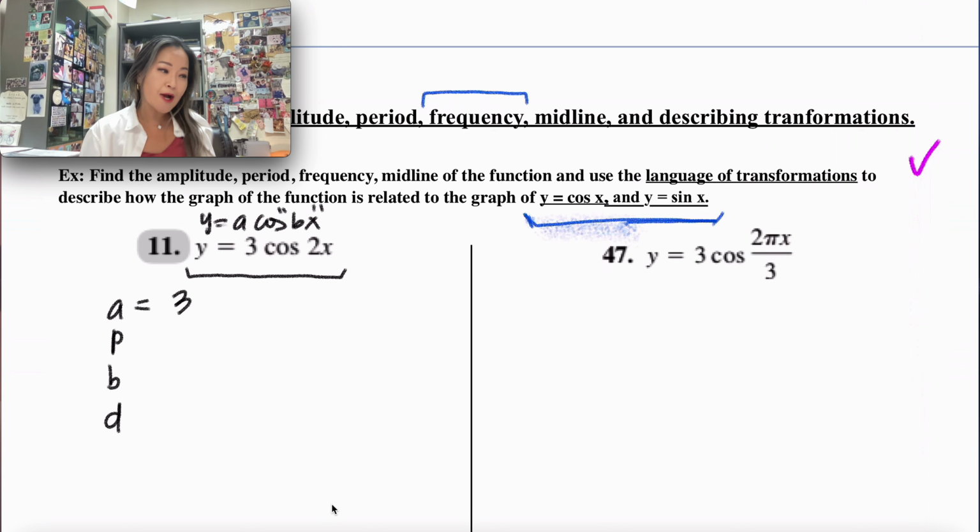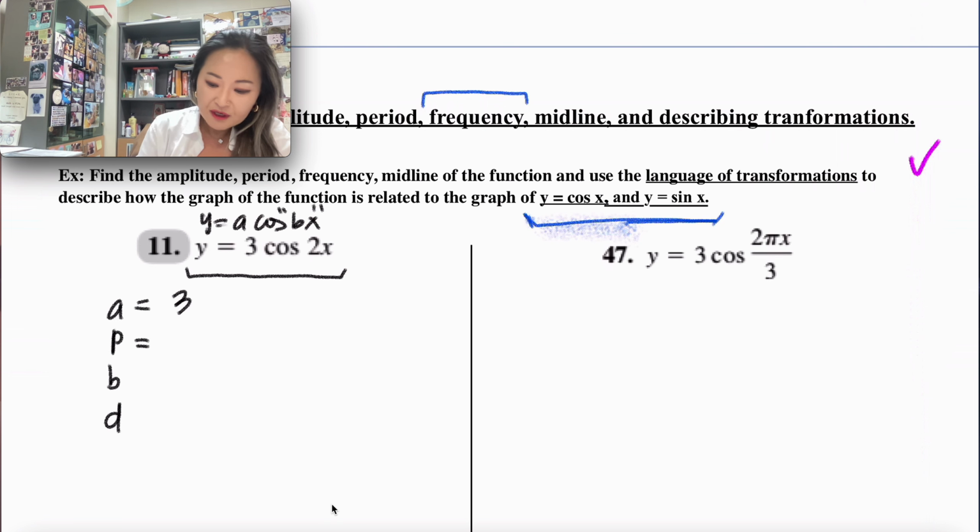Now, amplitude is the height from the midline to the max or the min, right? So just remember the amplitude is the height between the mid and the max or the min, okay? Period. Period is 2 pi over b. I'll just write that for now. And the b is 2.